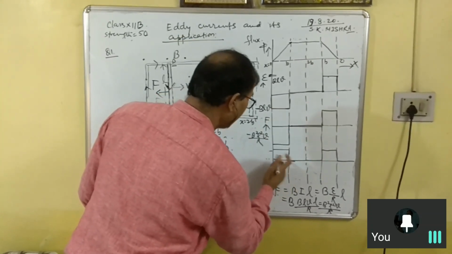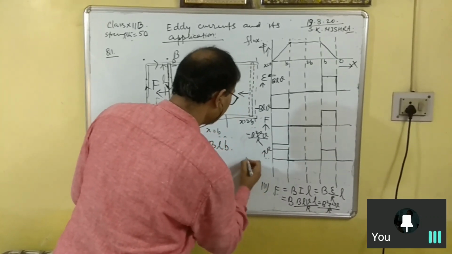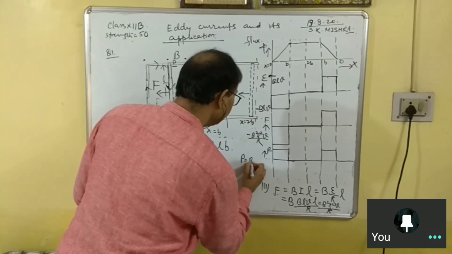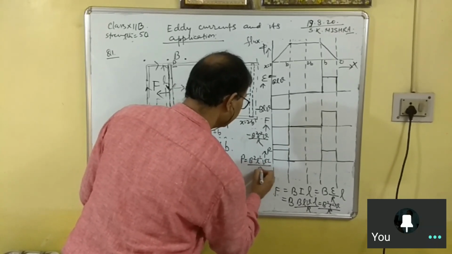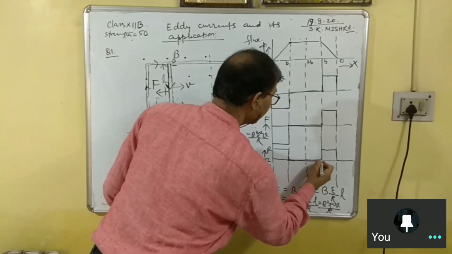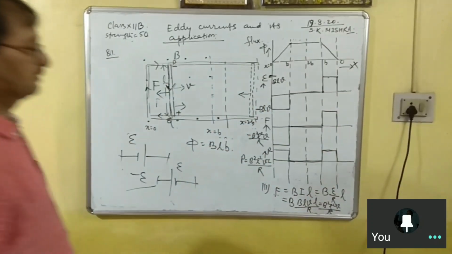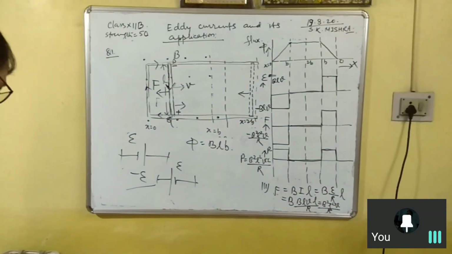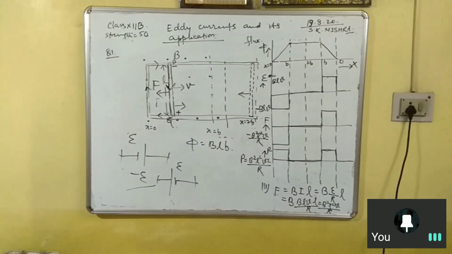And for power, this is power. The formula for power is B square L square V square by R. And this will be positive only. No power within this region. Then again power is consumed. Okay? Is it clear to you? B square L square V square by R.